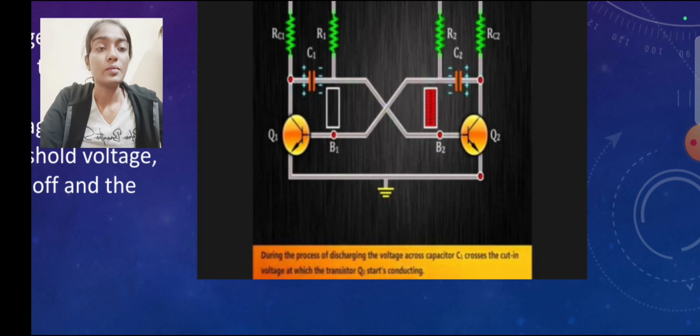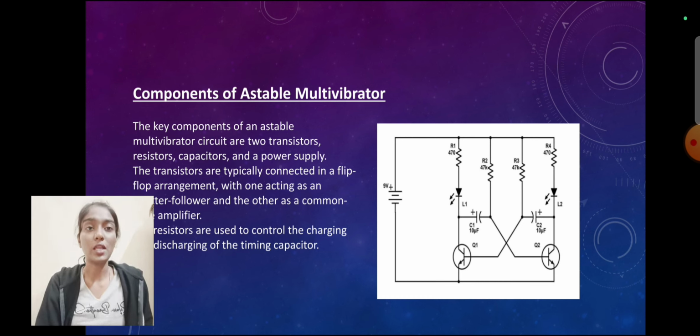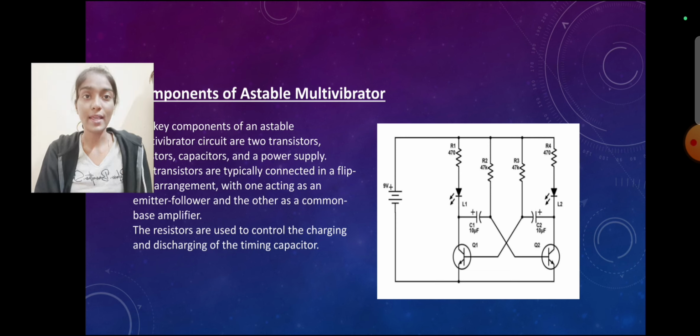starts conducting. Components of the Astable multivibrator. The key components of an Astable multivibrator circuit are two transistors, resistors, capacitors, and a power supply. The transistors are typically connected in a flip-flop arrangement, with one acting as an emitter follower and the other as a common base amplifier. The resistors are used to control the charging and discharging of the timing capacitors.